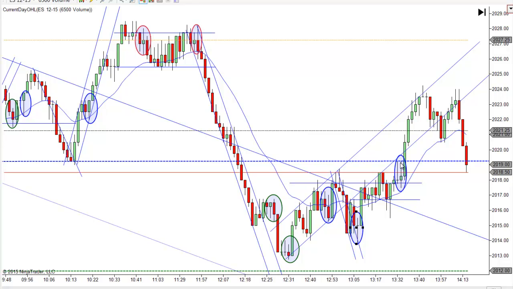I would have liked this better if it would have broke out the top at the same time. But the fact that we've got that many attempts to go lower, and now it's kind of acting as support up here, 3 bars in a row. If it breaks higher right here, at this point, it's probably going higher.